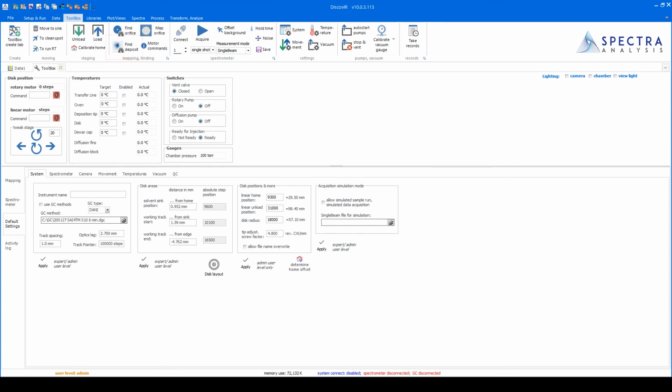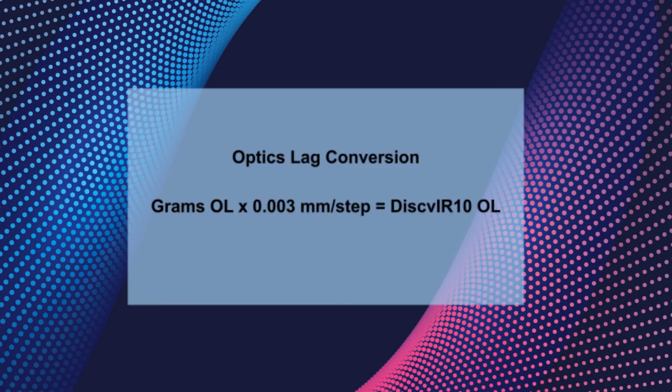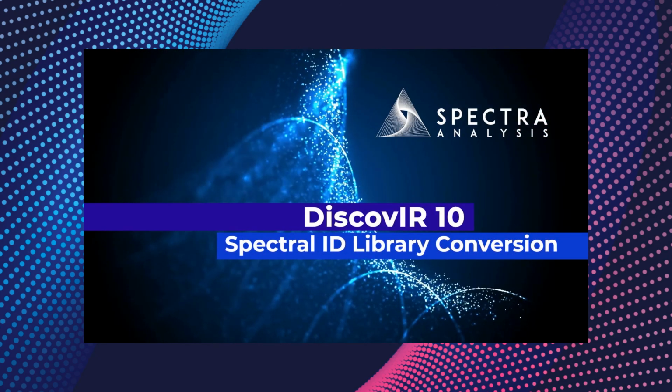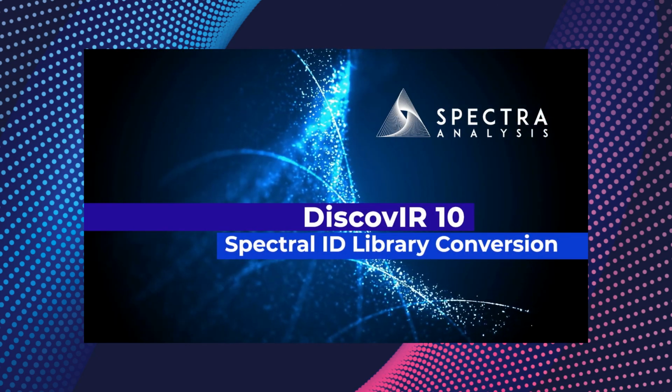To find the DiscovIR6 optics lag, either perform the program Find Deposit until the criteria are met, or for the approximate lag, take the optics lag from grams and multiply that number by 0.003 millimeters per step. The SAI libraries will be automatically downloaded, if chosen, during the install of DiscovIR6, but to move over other libraries, please see the Spectral ID library conversion video.